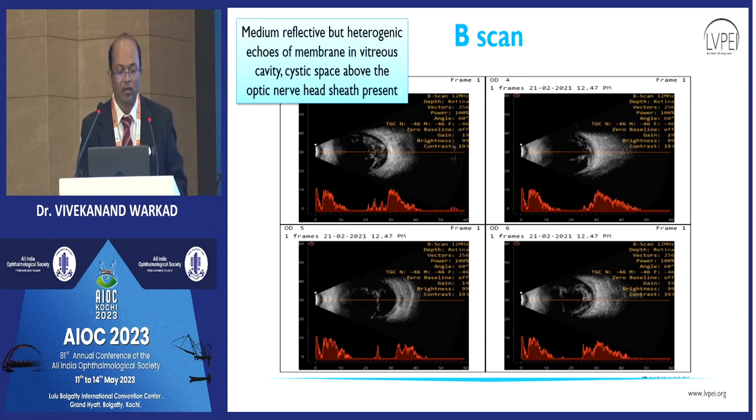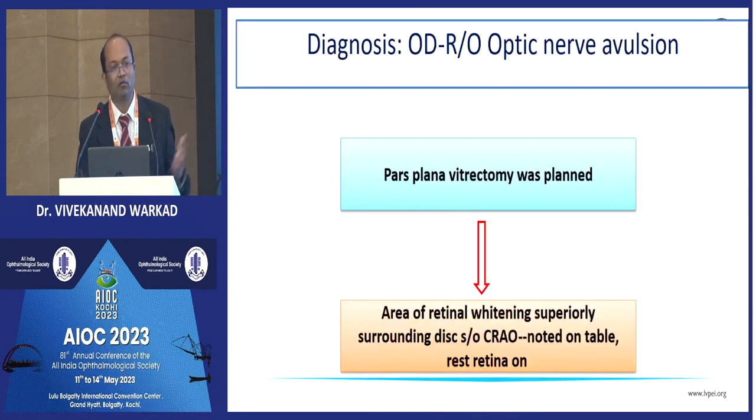The B scan. You will find medium reflective but heterogenic echoes of a membrane in the vitreous cavity, and then a cystic space above the optic nerve head is a clincher here to suspect probable underlying optic nerve avulsion. And you can always confirm this by doing an MRI scan, and that would add to the diagnosis.